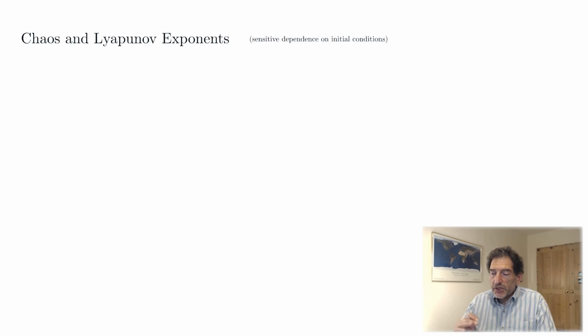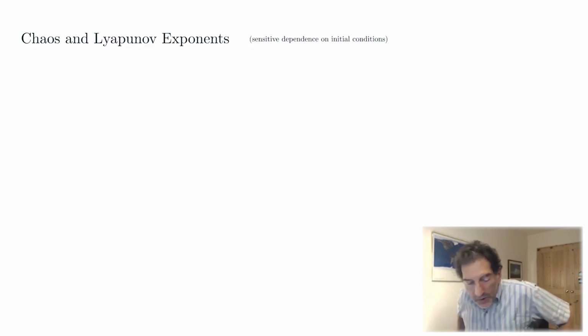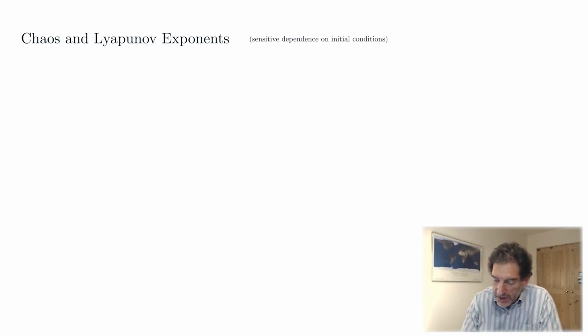For linear systems, if I would apply a linear map to 2 nearby points, they will still stay nearby at long times. But the crucial feature here is that for nonlinear maps, it is possible that these 2 points will diverge exponentially with a number of iterations. So let's be a little bit more mathematical and write this out.